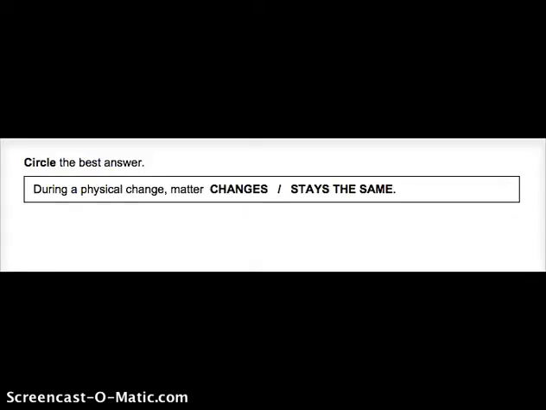The last part of your first page asks you to start thinking about physical changes that we've talked about. It says circle the best answer. You are going to complete this sentence, which says, during a physical change, matter, and you are going to pick one. Matter changes or matter stays the same. During a physical change, matter either changes or stays the same. You are going to circle changes or stay the same, whichever one you think.